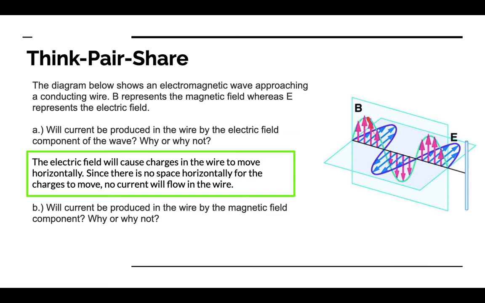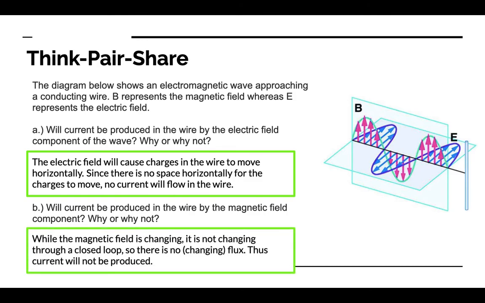Remember that with Faraday's law, a changing magnetic field needs to pass through a loop of wire in order to induce current in the wire. Here we have a changing magnetic field because it's constantly oscillating up and down, but we don't have a loop of wire. We just have a straight vertical line of wire. So as a result, the magnetic field is not going to induce current in the wire.